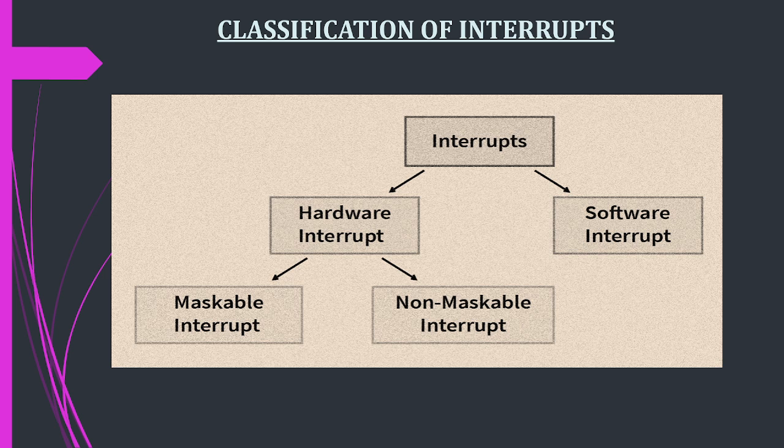This is the classification of the interrupt. Interrupts are mainly classified as hardware interrupts and software interrupts. The hardware interrupt is an electronic signal from an external hardware device that indicates it needs attention from the operating system. The software interrupt occurs when an application program terminates or requests certain services from the operating system.